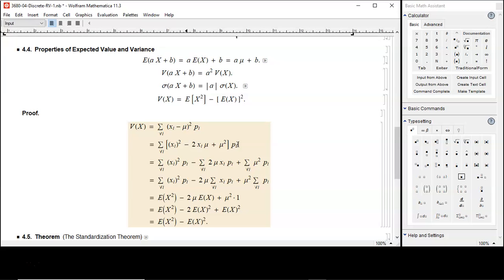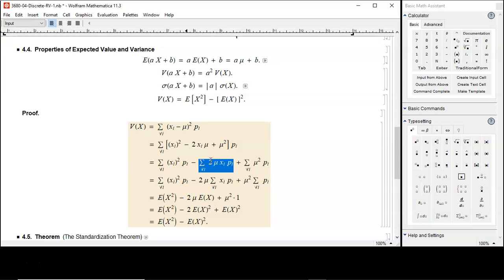Alright. And then if I distribute this pi, like that, and of course I can separate all those additions. Now what is this? This is the expected value of x squared. You see, this h of x is the x squared function. So the first is all set.